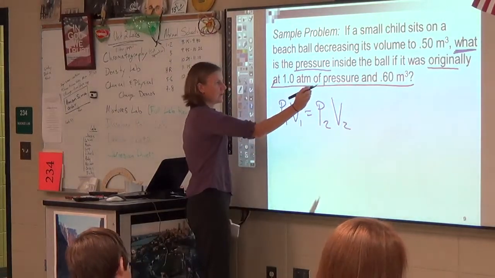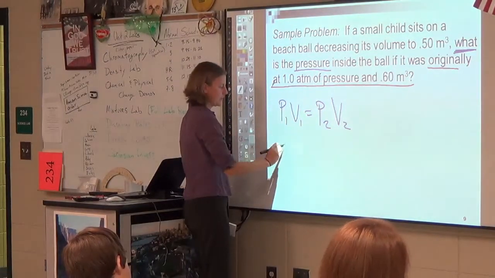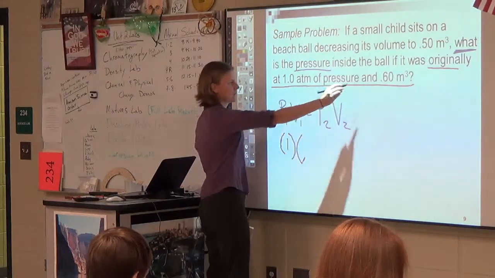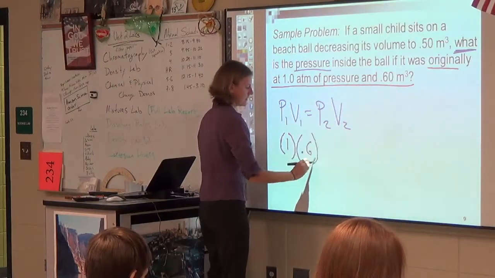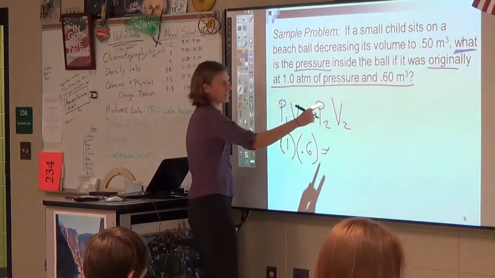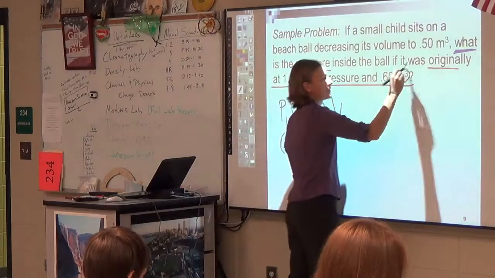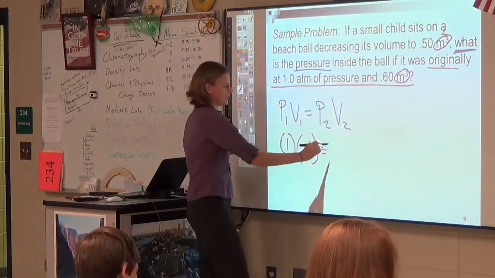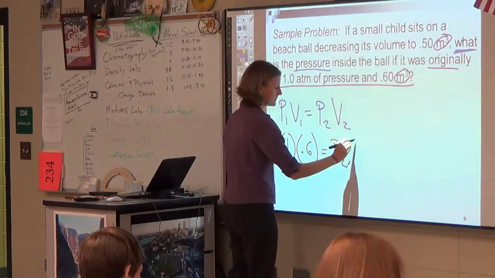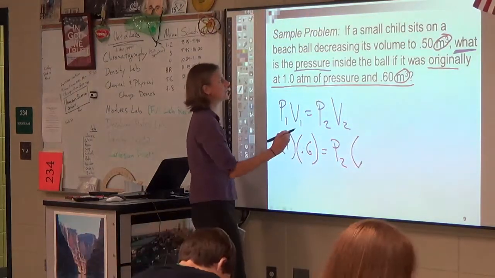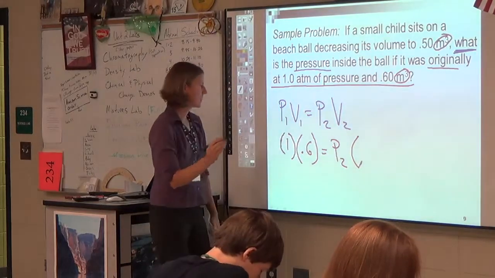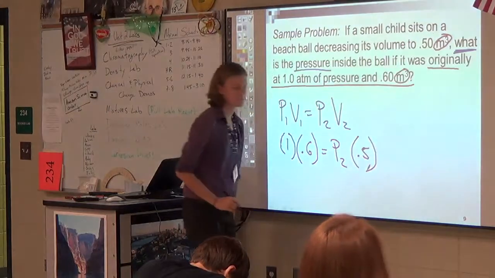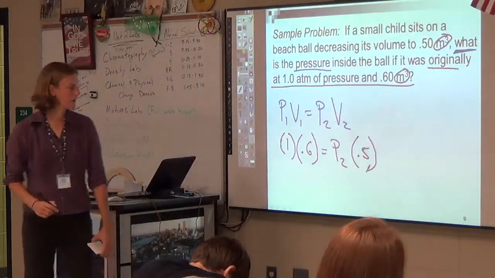So 1 atmosphere of pressure, okay, so that's P1. So it's got 1 times the 0.6, the original volume. And my units match, and I will not try to trick you with units here. So this is fine. P2 is what I want. And V2 is 0.5. Okay, so we get it all set up.